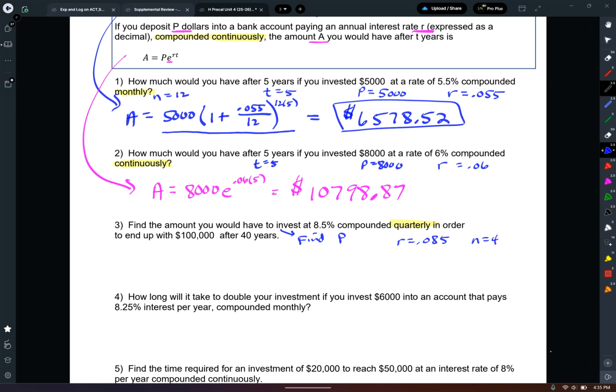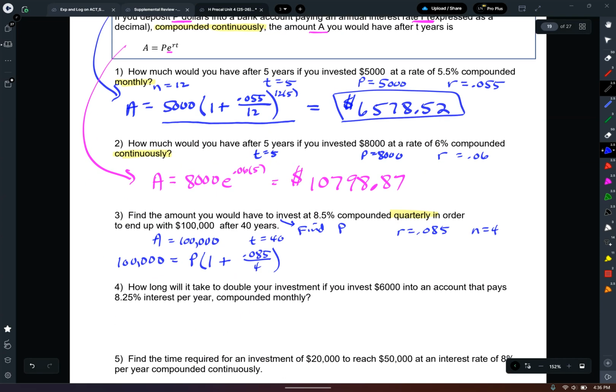And I want to end up with 100,000. That means the A, the amount I end up with, is going to be 100,000 after 40 years. So T is 40. So just set up your equation. A equals, so 100,000 equals, P is what we're trying to find, times 1 plus R over N, 0.085 over 4, all raised to the NT, so 4 times 40.